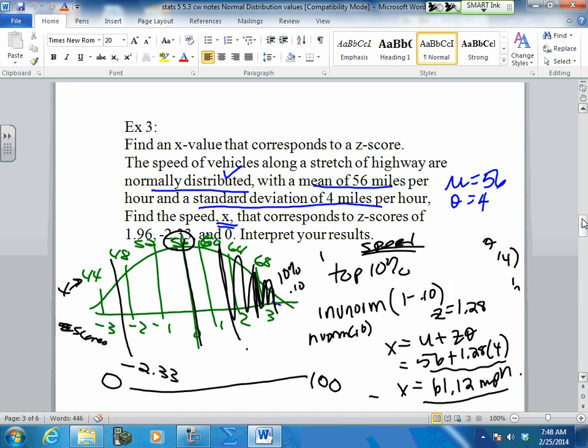Tell them they're speeding on my road. Okay? I want the top 10%. This is what we use this whole process for. You want to find the exact value of an X value. And you know the area under your curve, or you know the z-score, and you know your mean and your standard deviation. This is what we're heading for.